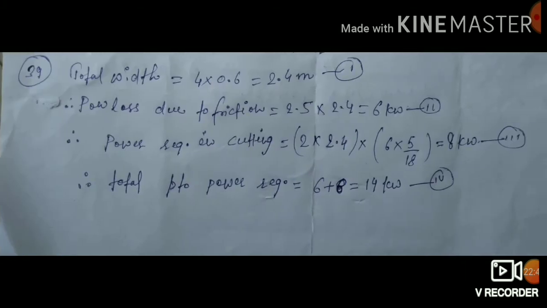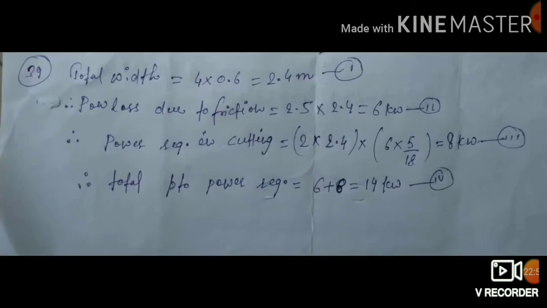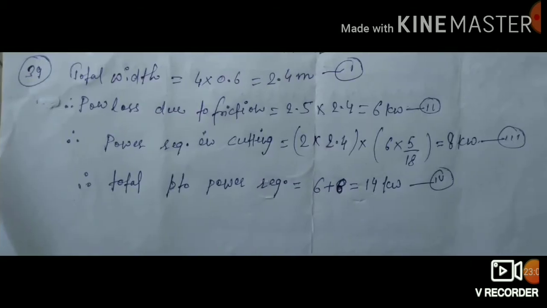So you see here in the solution, firstly we should calculate the total width, that is 4 into width of each disc, that is 4 into 0.6 is equal to 2.4. Then the power loss due to friction. Here friends, you can see that the power loss due to friction is 2.5 kilowatt per meter of width, and the total width is 2.4 meters. So 2.5 into 2.4 is equal to 6 kilowatt. That is power loss due to friction.